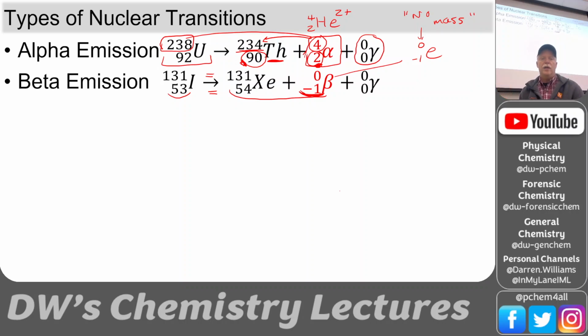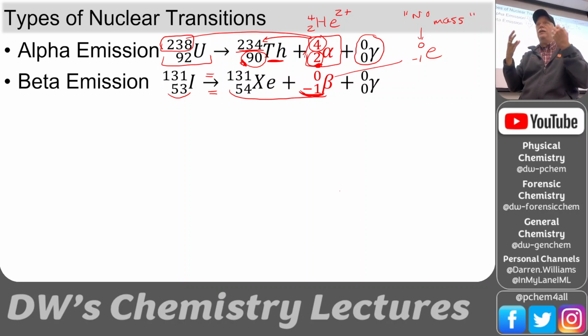And what happens? Okay, so look at iodine right there. If it undergoes beta decay, it becomes a xenon. So beta decay moves everything to the right one spot, just one spot. An alpha particle jumps left two spots. Beta decay moves it to the right one spot on the periodic table.